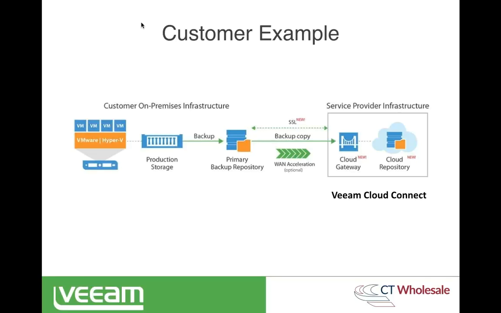And then what we look to do with that is back up from that primary backup repository up to the cloud using Veeam Cloud Connect. And that, as I said before, could either be a backup, it could be a replication of the virtual machine, or you could take it that one step further and use the disaster recovery service, which allows your customers to then turn on those virtual machines and use them in the cloud.